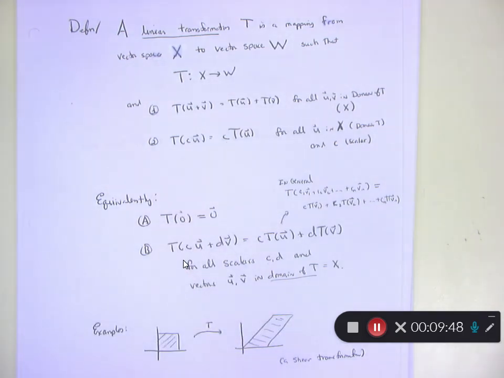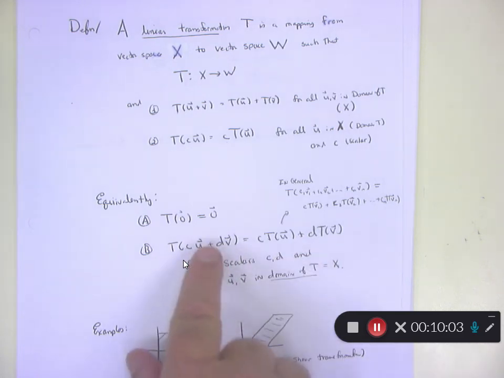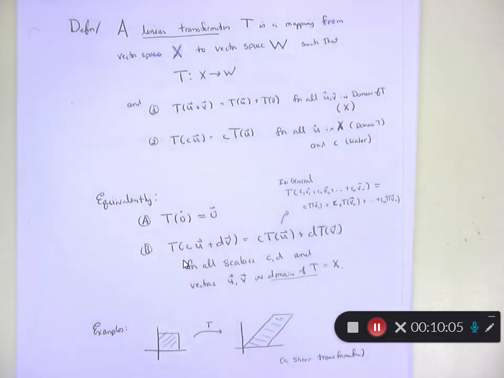Plug in the zero vector for x, and see what the linear transformation does to that. If I get zero out of it, then I'm not done. It still may or may not be a linear transformation, and I'm going to go on to number two. But if I get something other than zero, I'm done. It's an easy, quick way to show I don't have a linear transformation.